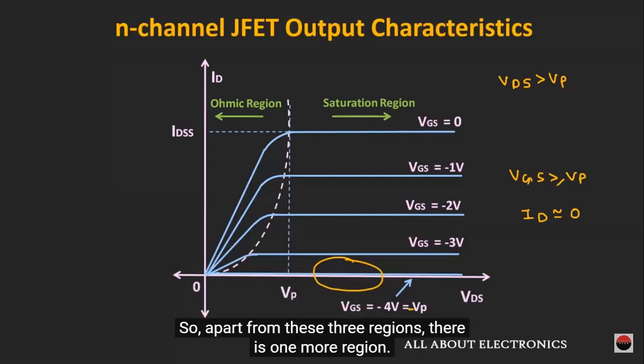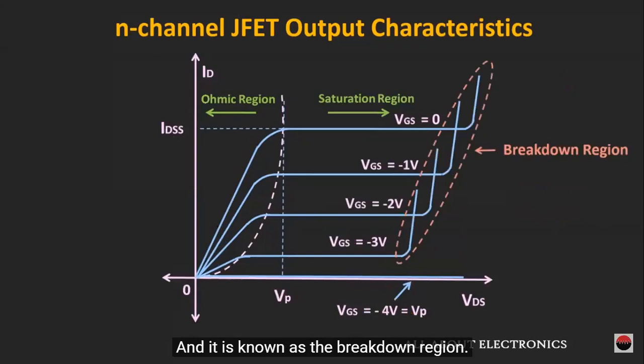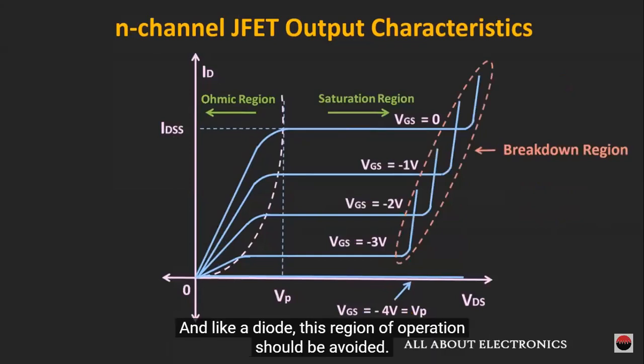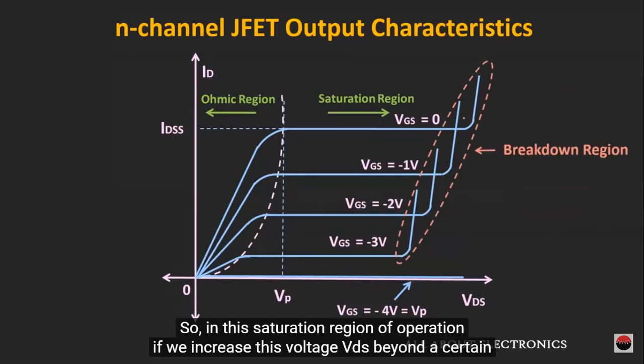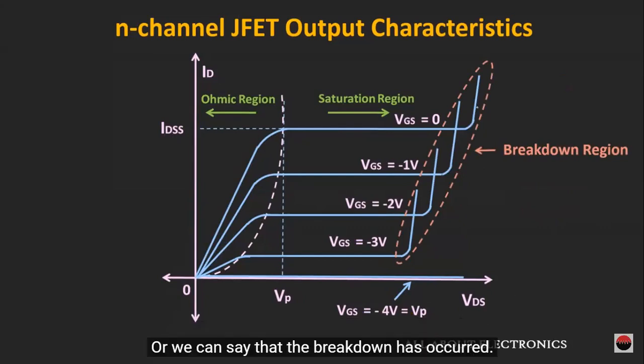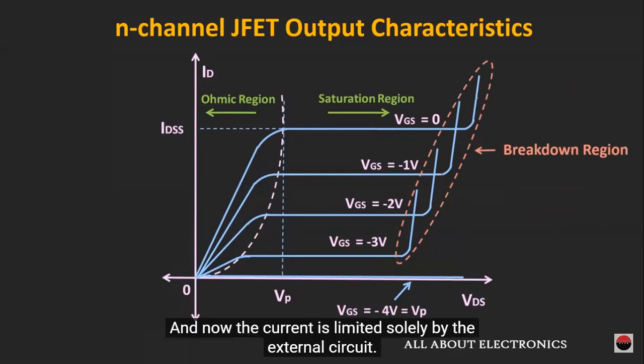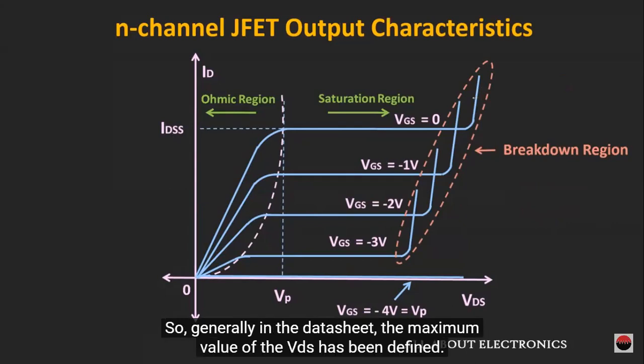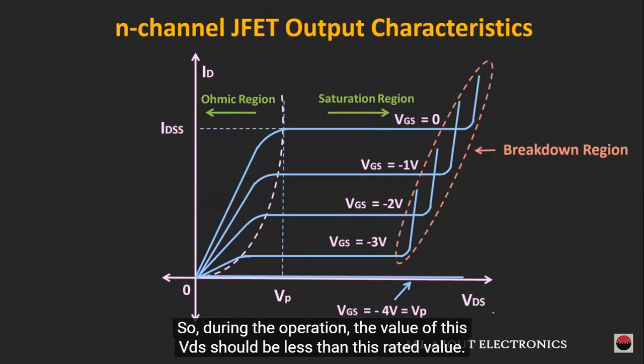Apart from these three regions, there is one more region, known as the breakdown region. And like a diode, this region of operation should be avoided. In the saturation region of operation, if we increase the voltage VDS beyond a certain limit, then there is a vertical rise in the drain current, or we can say that the breakdown has occurred. And now the current is limited solely by the external circuit. Generally in the datasheet, the maximum value of VDS is defined, so during operation, the value of VDS should be less than this rated value.